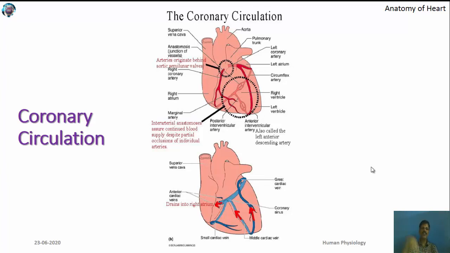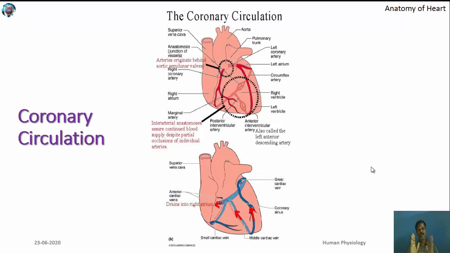So for that you need oxygen. So oxygen has to be supplied. And then the movement of the muscles has to be controlled by different nervous systems and different minerals like calcium. So they are all required. They have to be supplied to the heart. And these things are achieved by a circulatory system. That circulatory system is known as the coronary circulation system. So the coronary circulatory system is a circulatory system which provides circulation to the heart itself.